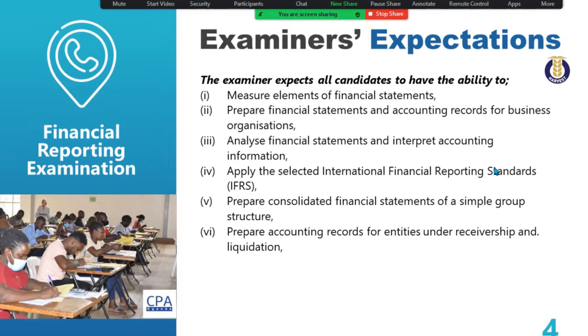You're expected to prepare accounting records for entities that are under receivership and liquidation. You must know the accounting for such entities. If an entity is ceasing business, how do we account for the transactions that are leading to closure of the business? How does the liquidator prepare their final statement of account? So all those things you must exhibit the ability to prepare.